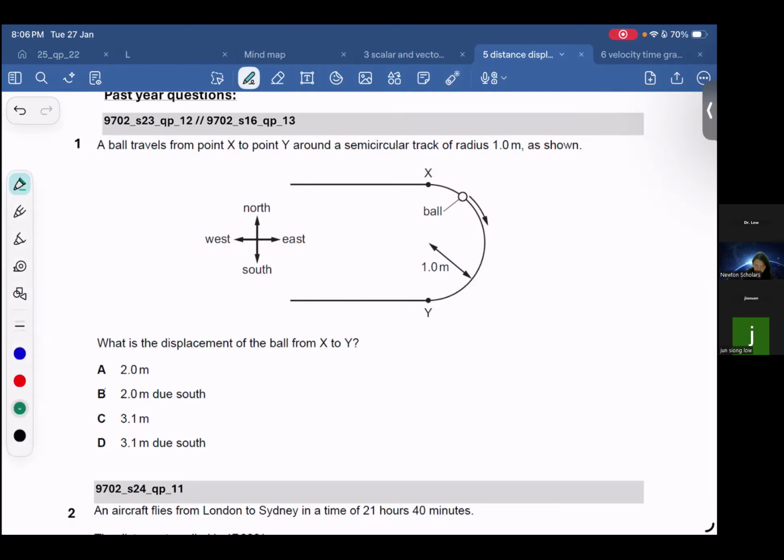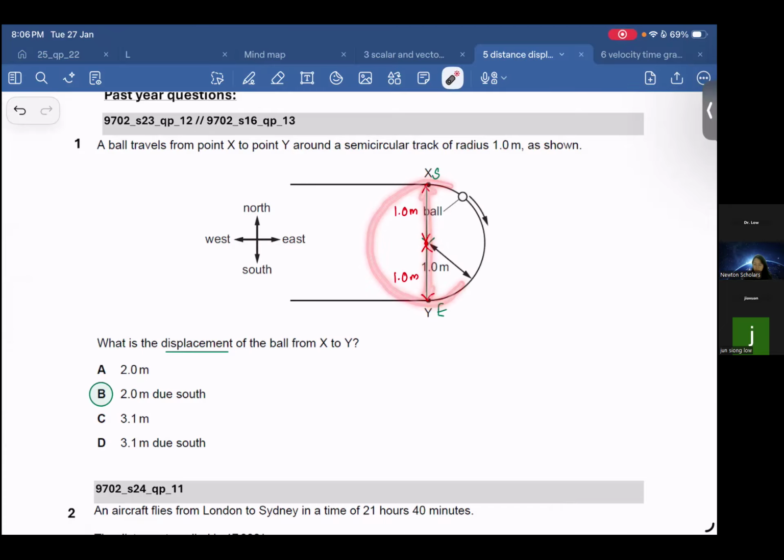B is correct. Why is B correct? Displacement is starting here, ending here. So you draw a straight line. This will be your displacement. Then how do you know it's 2.0? Because from here to the center, this is your radius, so it's 1.0 meter. Then from here to here is another radius, which is 1.0 meter. This is something like a diameter. From here to here is the diameter of your circle. So your answer should be 2.0 meters.